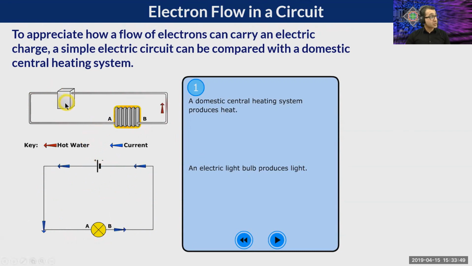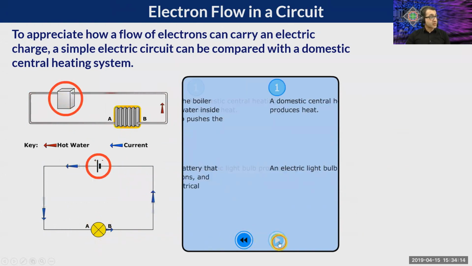So in this analogy, the pump and the boiler is analogous to the power supply in an electrical circuit. The radiator board is analogous to things like bulbs and buzzers or other devices which transfer the electrical energy carried by the electrons to the forms of energy which those devices emit. So a domestic central heating system produces heat. An electric bulb produces light.